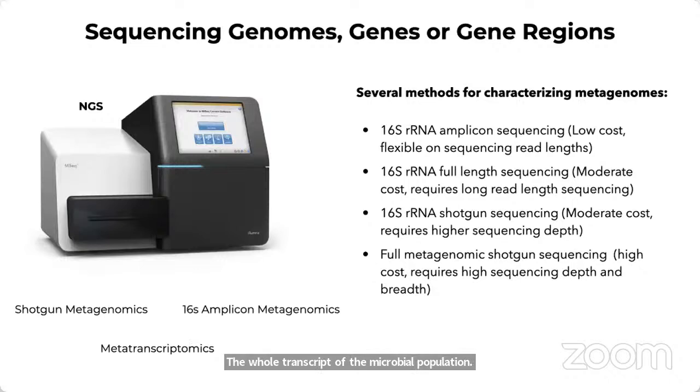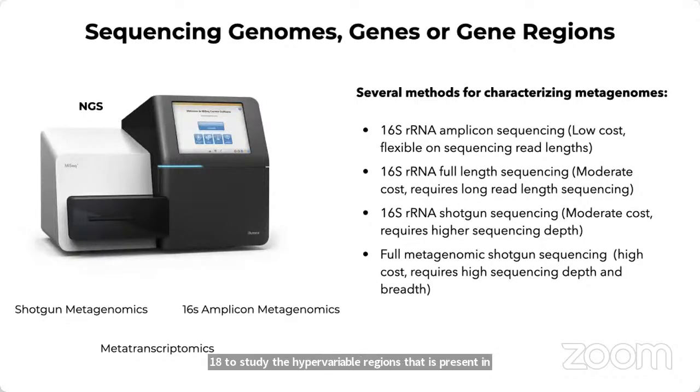Or we can also sequence a specific gene of a microbe, and this gene is usually the 16S rRNA gene. Or we can also go for studying selected portions of this gene, that is the 16S or 18S rRNA gene, to study the hypervariable regions that are present in these genes.